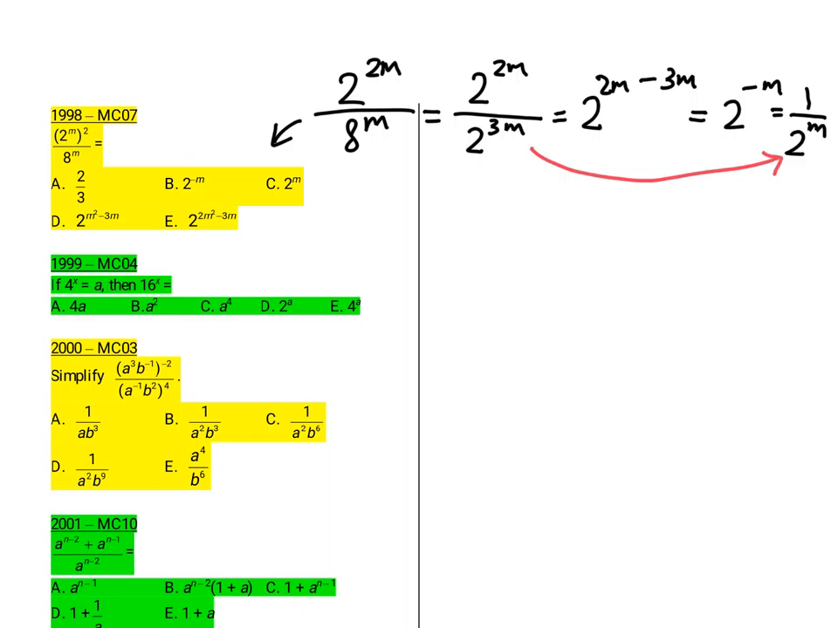OK, the next questions. So for this one, the question is asking you about 16 to the power x, and then given this one. So 16 to the power x, you can change it to 4 square, x.